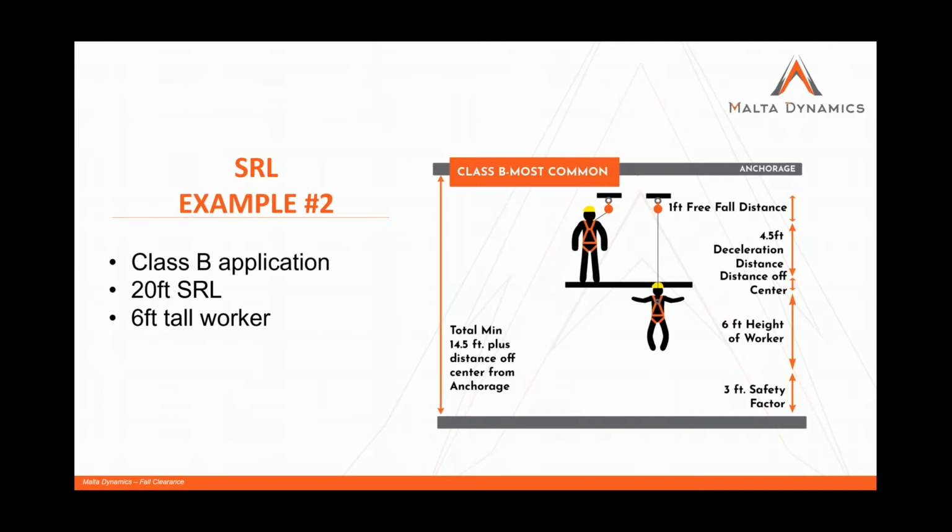So you have your free fall distance of one foot, the 4.5 feet because it's a Class B retractable, your distance off center, right? That's going to add a little bit. There's your height of the worker. There's your safety factor. Now we're talking 4.5 feet. So this is an unknown on this graphic. The distance off center may be adding some additional feet to that.